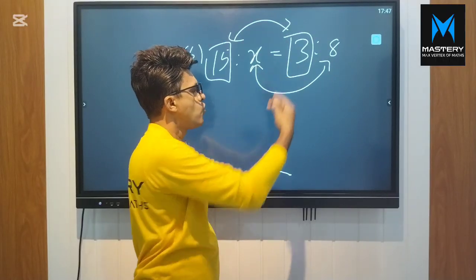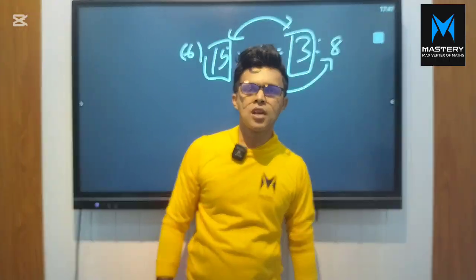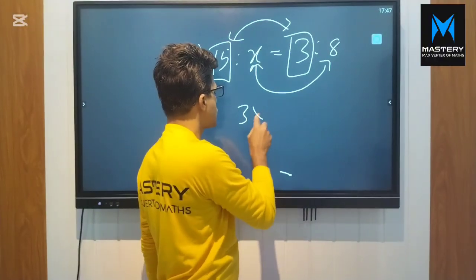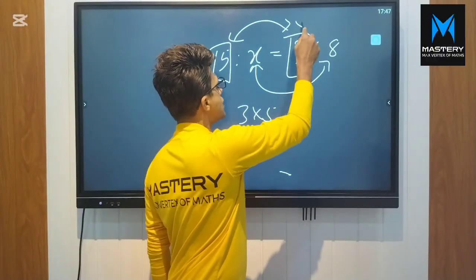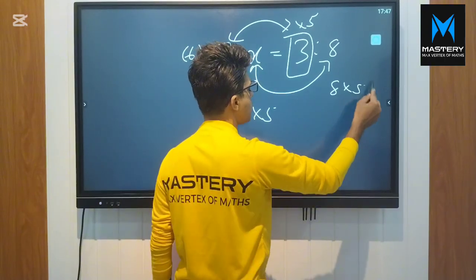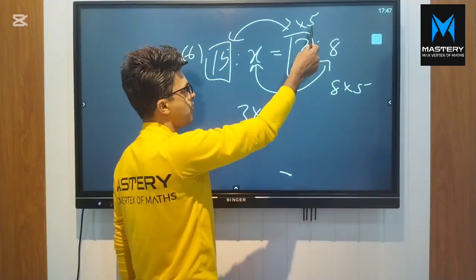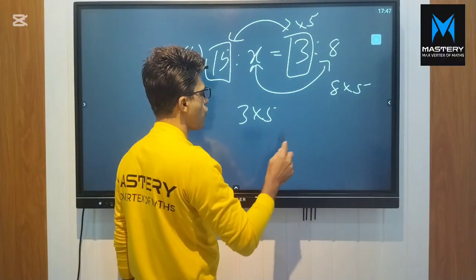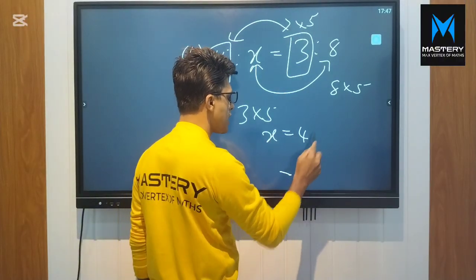What's the digit that you need to obtain 15 here? 3 times 5 is 15. Likewise, 8 also can be multiplied by 5. Here it takes the digit 5 to multiply. So 8 times 5 is 40. So x equals 40 here.